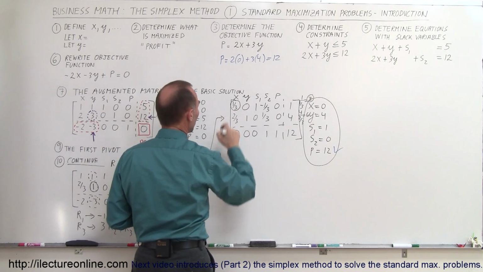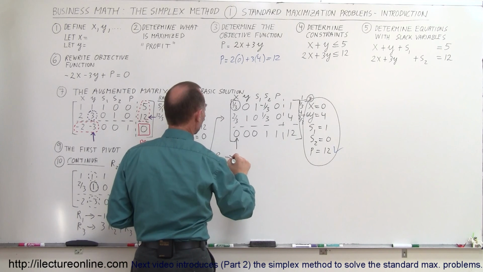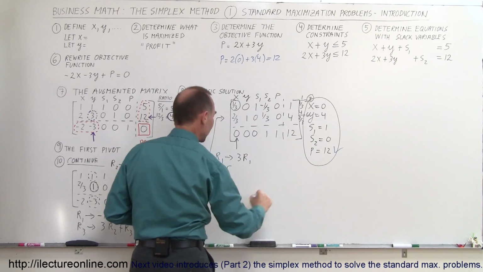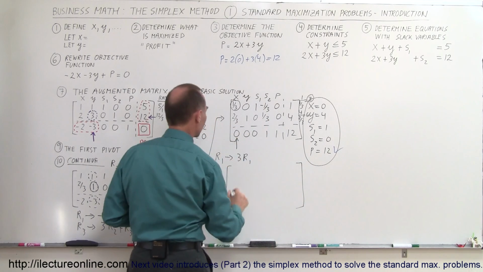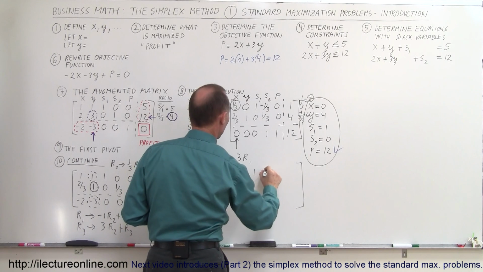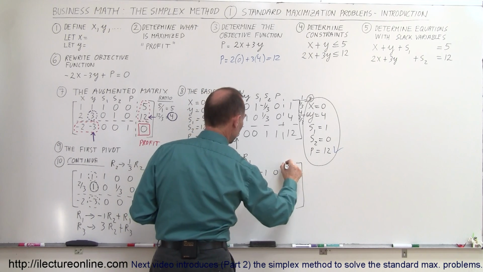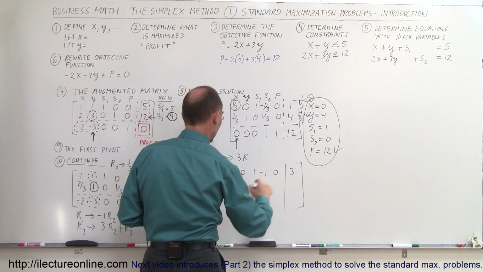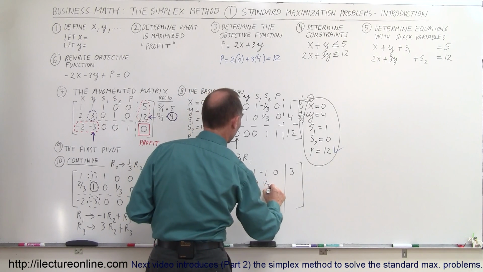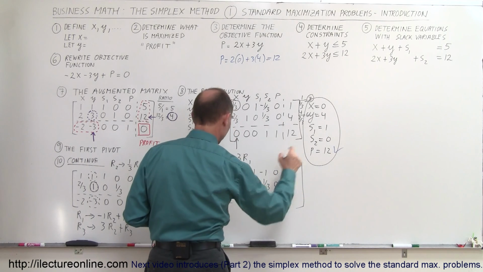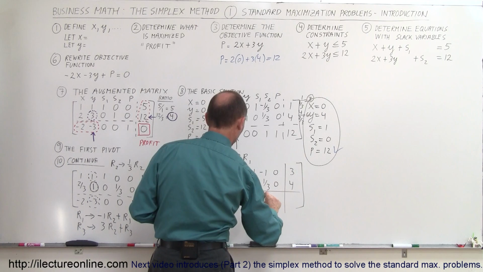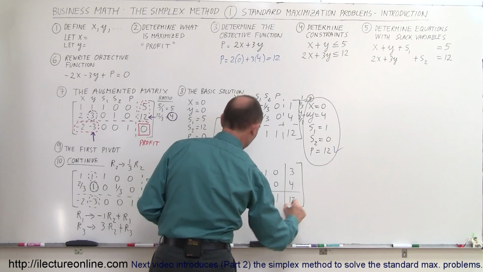Well, to make this go to a 1, I'm going to take the first row and make it 3 times the first row to turn it into a 1 and see what we get in our augmented matrix. So the first row then becomes a 1, a 0, a 1, a minus 1, a 0, and a 3. The next row stays the same, 2/3, 1, 0, 1/3, 0, and a 4. And then the final row right here is a 0, 0, 0, 1, 1, and a 12.